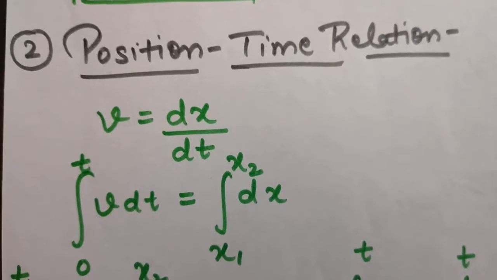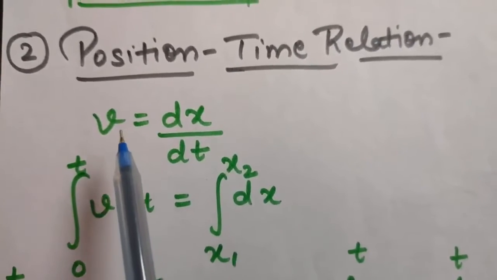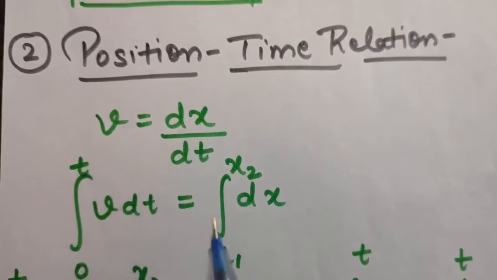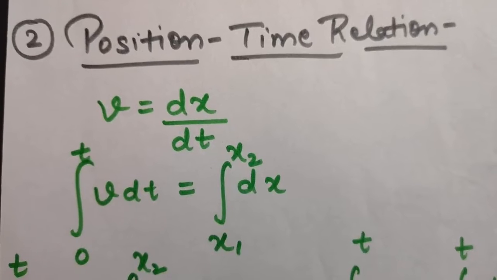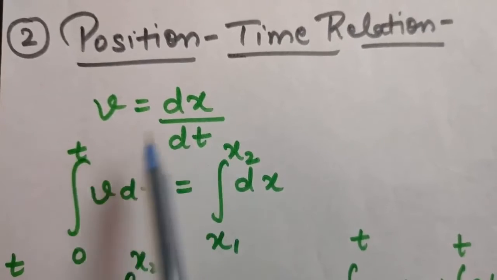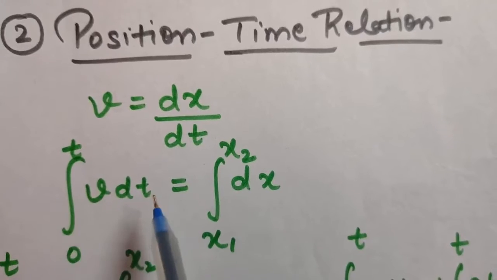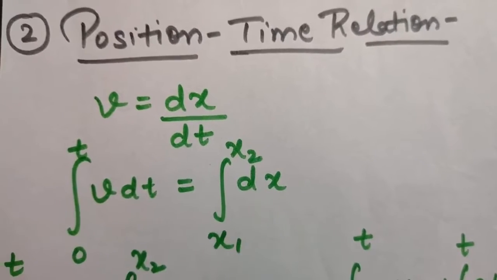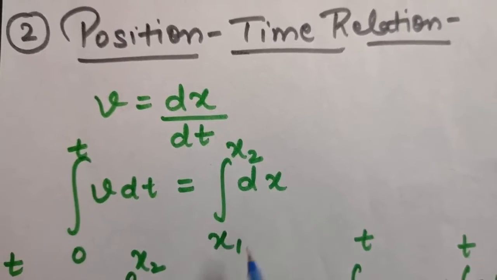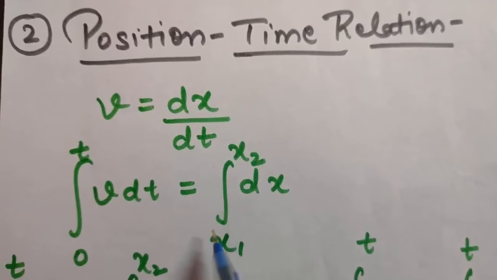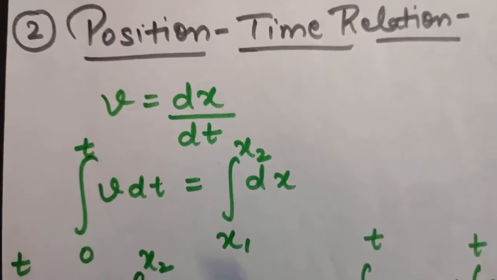So the second equation is the position-time relation. For this, we'll use the formula v is equal to dx by dt. You know this very well, that velocity is displacement upon time. Now again, if I cross multiply and integrate both the sides, I'll get integration of v dt and integration of dx. Again, I'm putting the limits of time 0 to t and distance from x1 to x2. So x1 is the distance at 0 seconds, and x2 is the distance at t seconds.